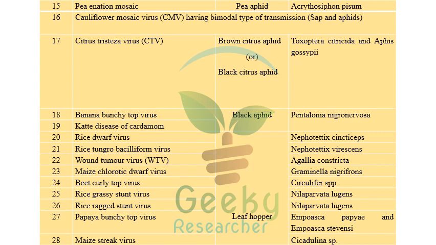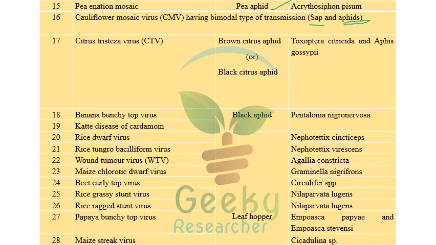P. anation is transmitted by aphid, that is Acanthosporium pasum, and the cauliflower mosaic virus has a bimodal type of transmission. As I told you, it is known to transmit by sap as well as aphid. So two vectors are involved, that is called bimodal.